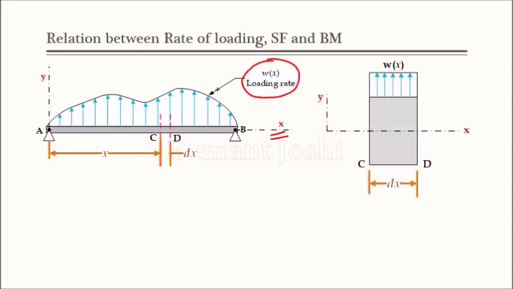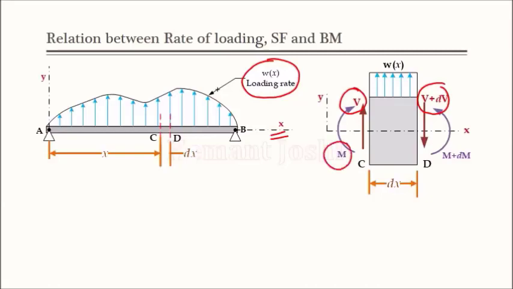If I enlarge that CD portion, it will look like this, and as we know, at section D and at section C there is some shear force acting and there is some bending moment acting. Let's consider shear force V acting at C, and there is slight increment in shear force at another section, V plus dV, because the sections C and D are different sections. So slight increment is there. Similarly, consider also bending moment. So bending moment at section C is M, and there is such increment in bending moment at section D, that is M plus dM.